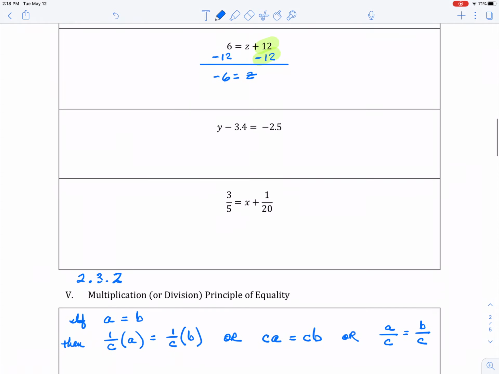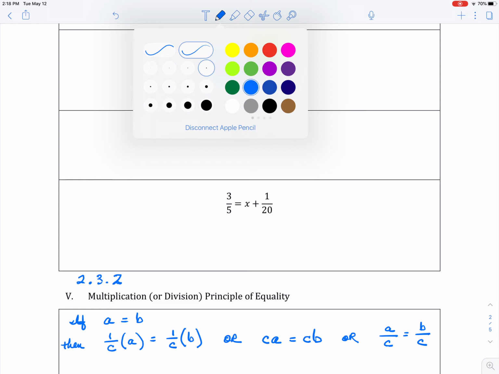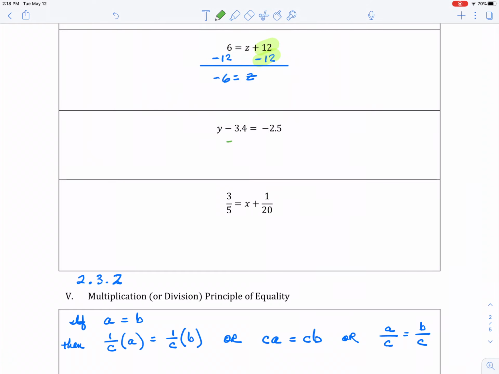The next one contains the variable y, and this one has some decimals in it. And my goal is to isolate the variable y. In order to do that, I need to add this 3.4. And of course, to maintain the balance, you're going to see me adding that 3.4 to both sides.